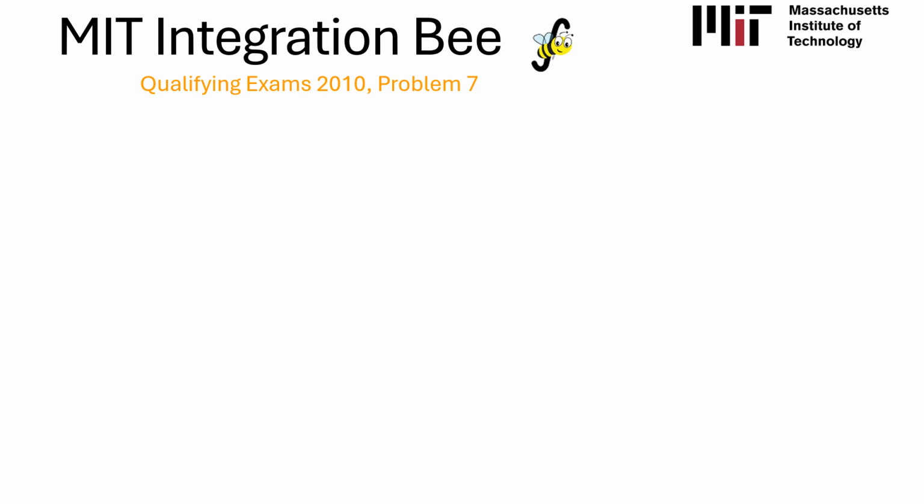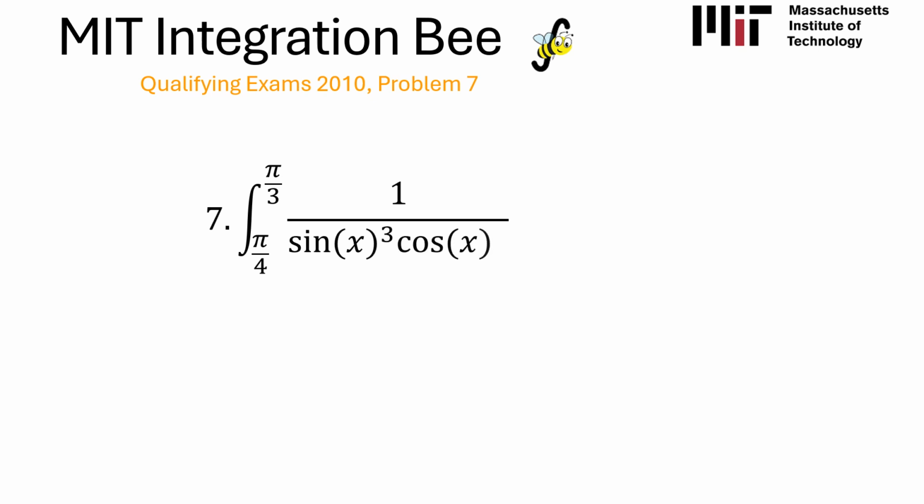So we're still on problem 7 of the MIT Integration B qualifying exam 2010. And here we have a second part of it, just a second version of the solution. We call it part 2. So I hope you stick around and see a much shorter, simpler version of the solution.